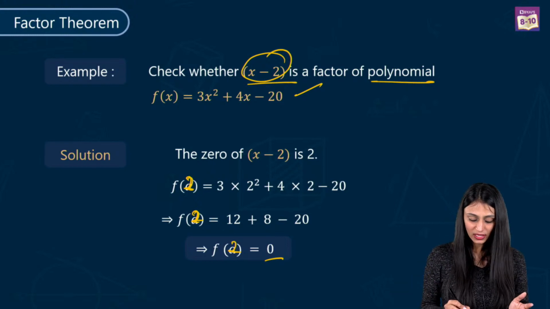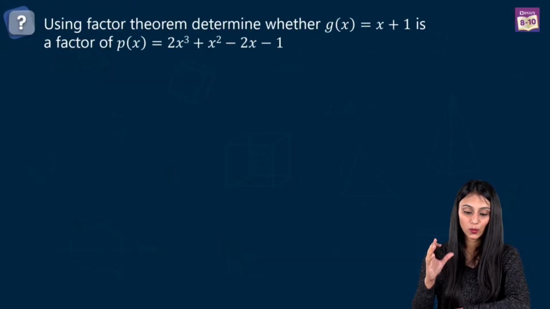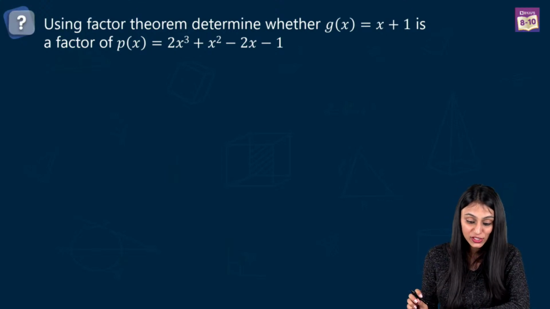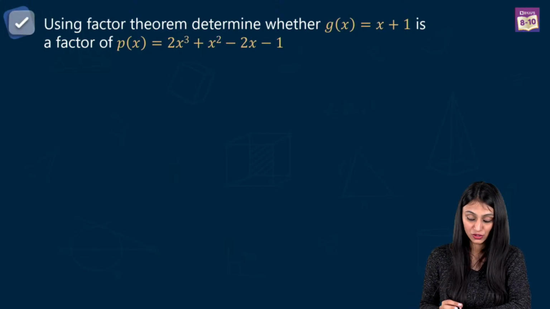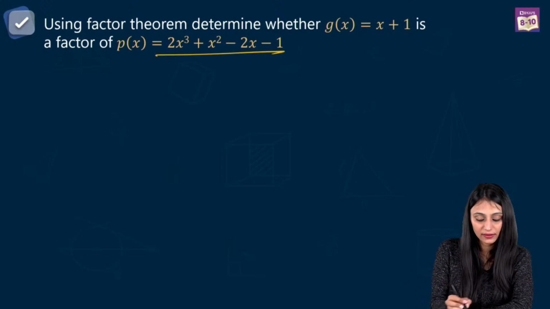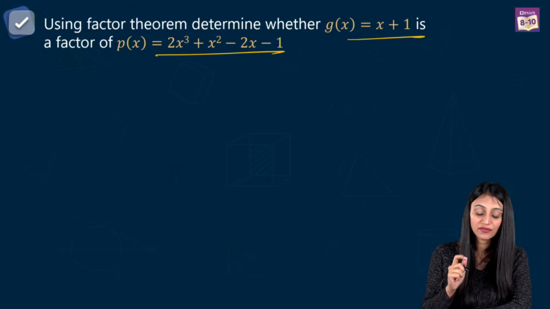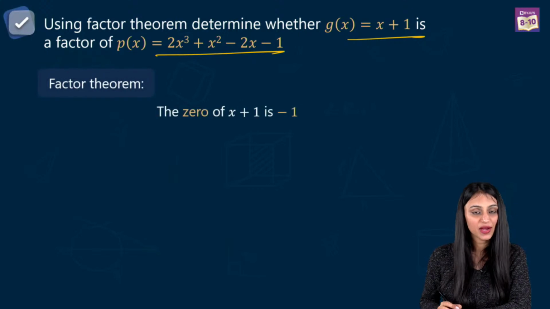Alright, let's take a look at another question. Using factor theorem, determine whether gx is equal to x plus 1 is a factor of px, 2x cube plus x square minus 2x minus 1. So we have to use factor theorem for this, right, to check this out whether it is a factor or not. So this is the given polynomial and this is actually the divisor. But when can I say that it is actually a factor of this? When the remainder is 0, right? So to check this out, let's use factor theorem.